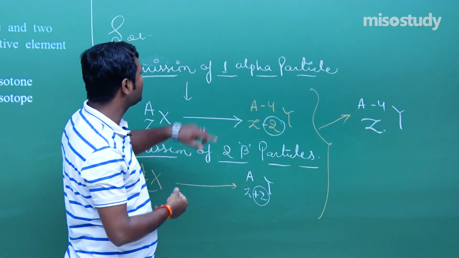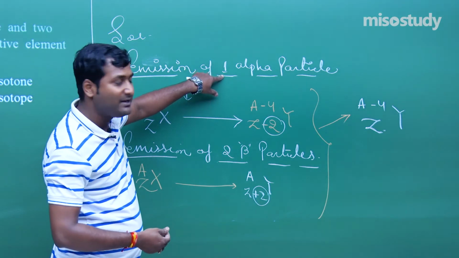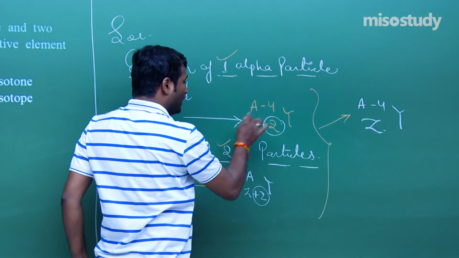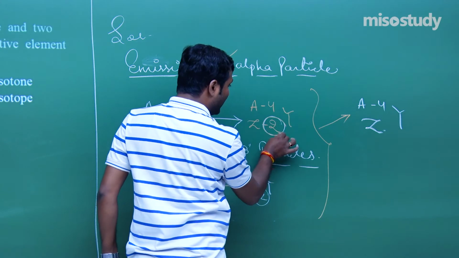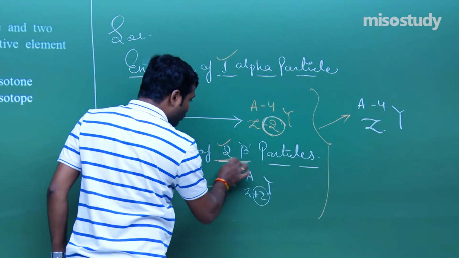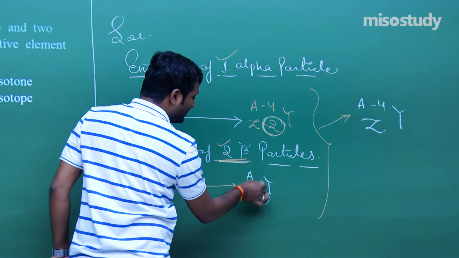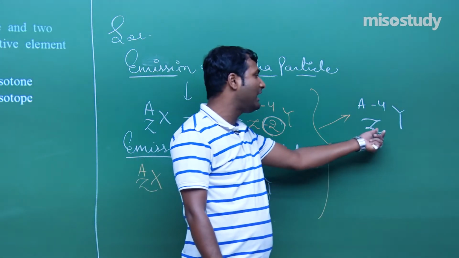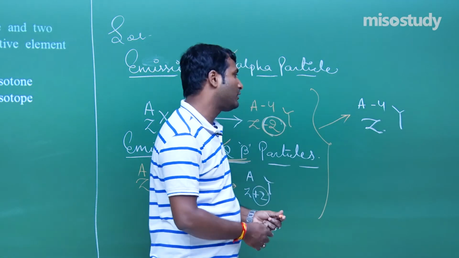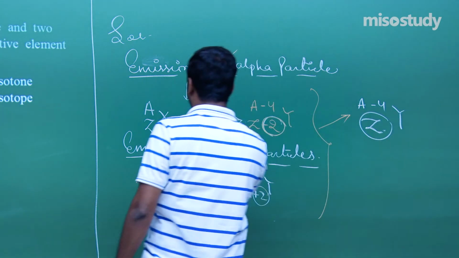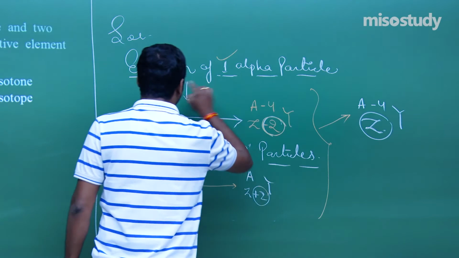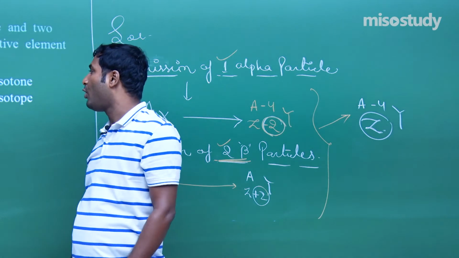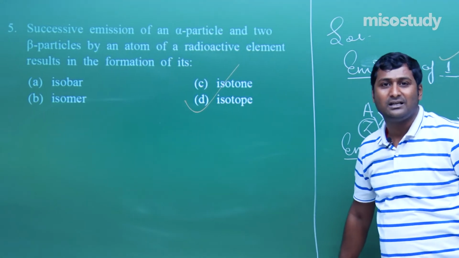If there is a simultaneous emission of one alpha and two beta, not separately, then by emission of alpha there is a decrement in atomic number by 2, but the emission of two beta particles increases the atomic number by 2 again. Minus 2 plus 2 nullify each other, so the daughter element will have the same atomic number as the parent element. If the atomic number is the same but the mass number is different, they form a pair known as isotopes. So for this question D is the correct option.